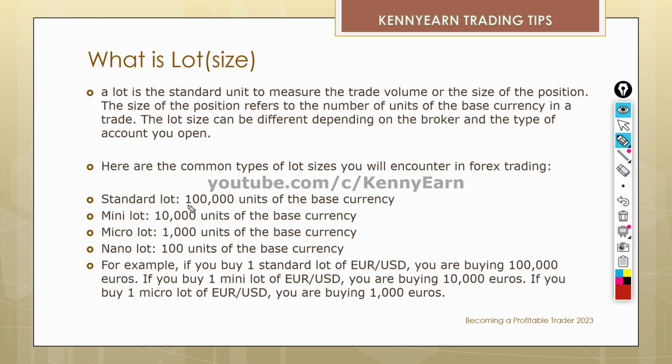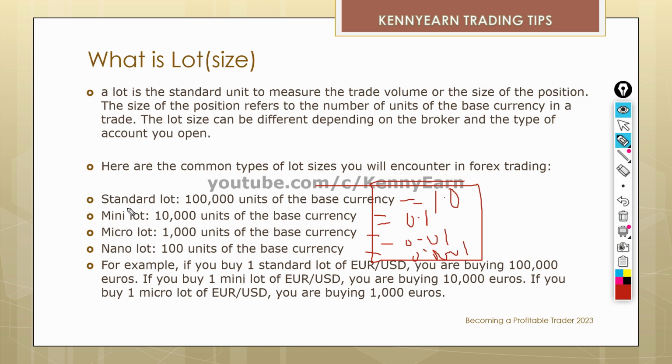Okay, the standard lot simply connotes 1 standard lot. Here, mini lot is 0.1, micro lot is 0.01, nano lot is 0.0001. You see, that's how we use them. This is a summary of the lot size.